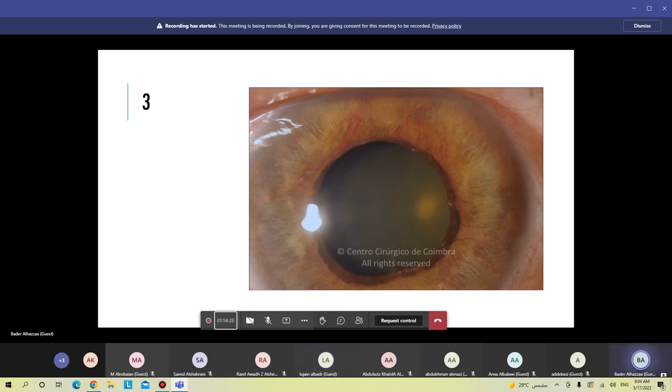Raed, can you help us? I can assess the pupil in the other eye. Yes. What do we call this test? Consensual.